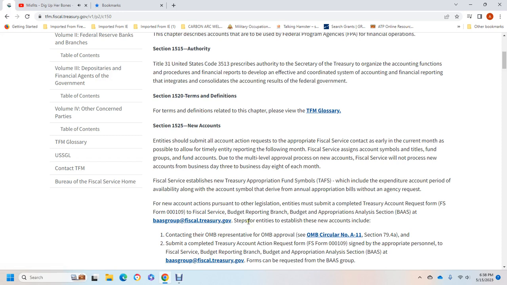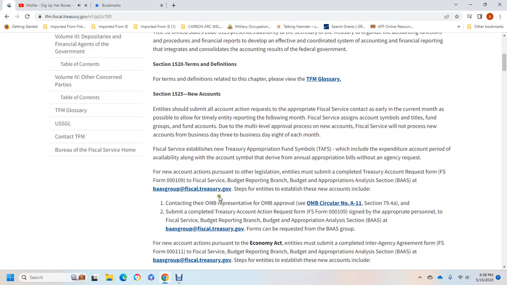Steps in establishing new accounts include contacting the Office of Management and Budget representative for Office of Management and Budget approval, and submission of the completed Treasury account request form, signed by appropriate personnel, with the Official Service Budget Reporting Branch, Budget Appropriation Analysis Section, at forms required with the BAS group.